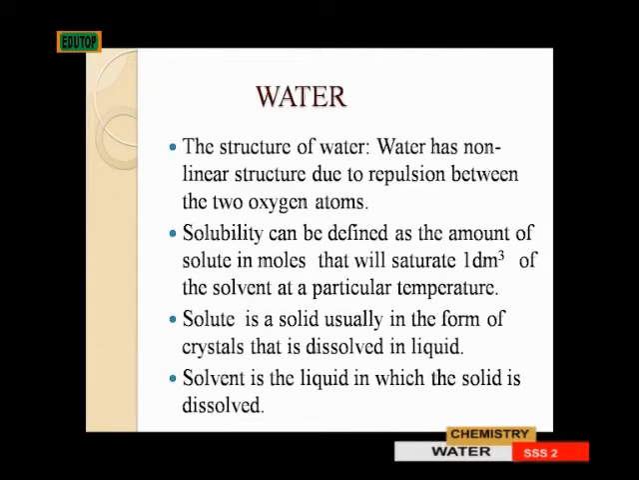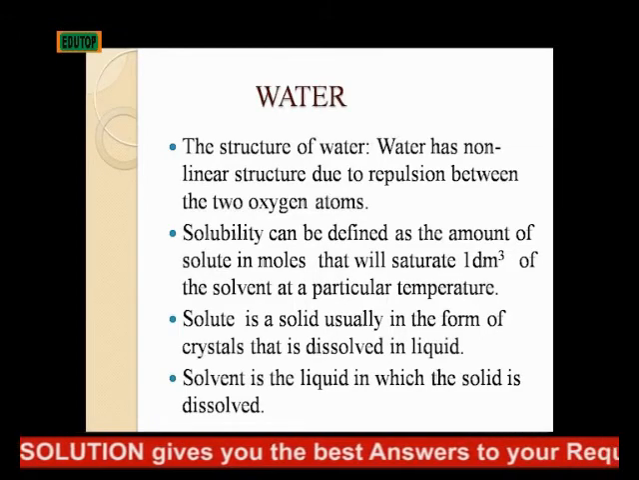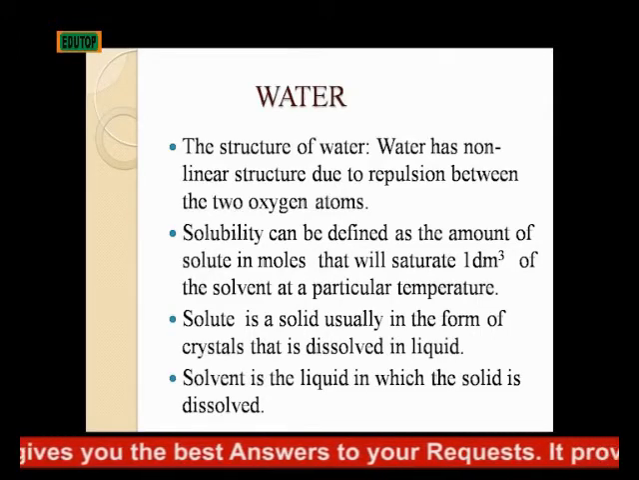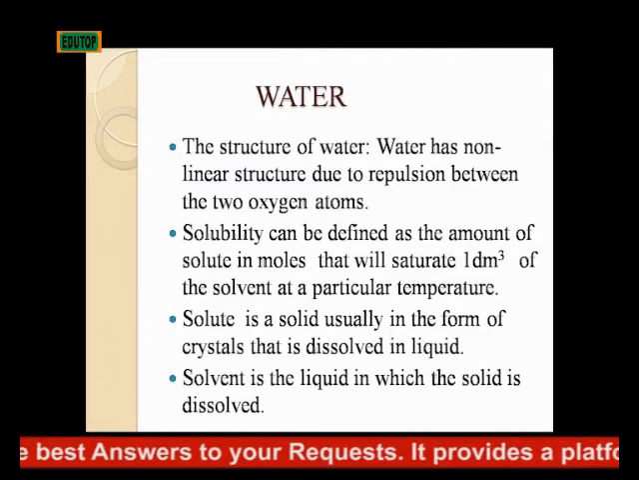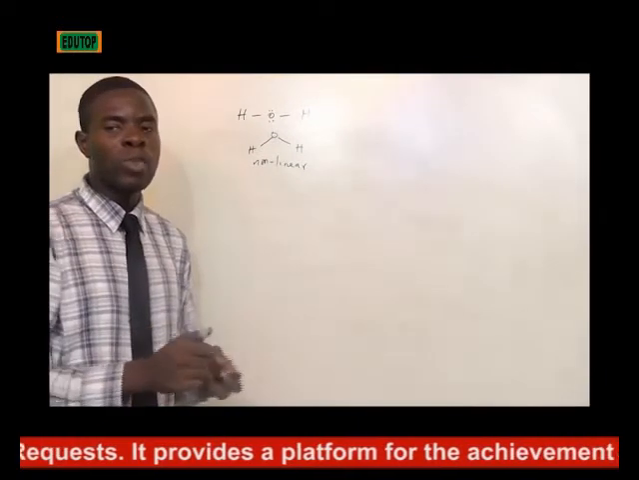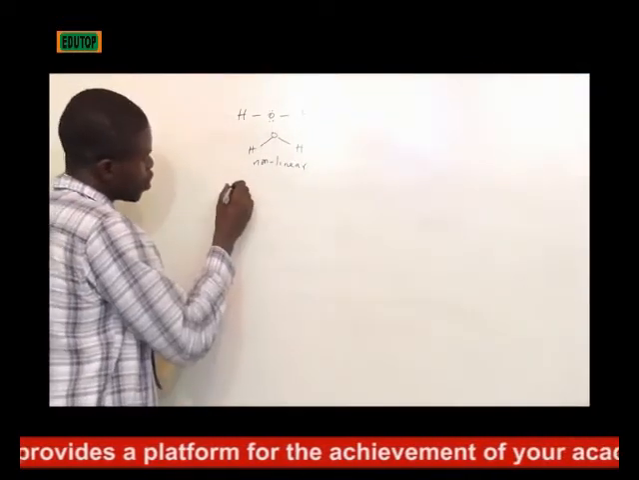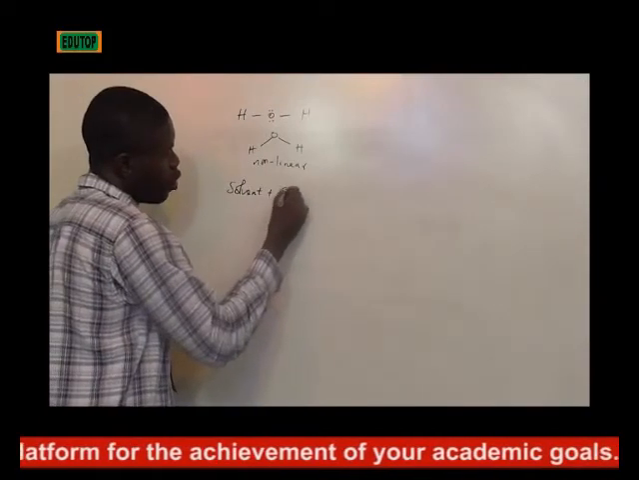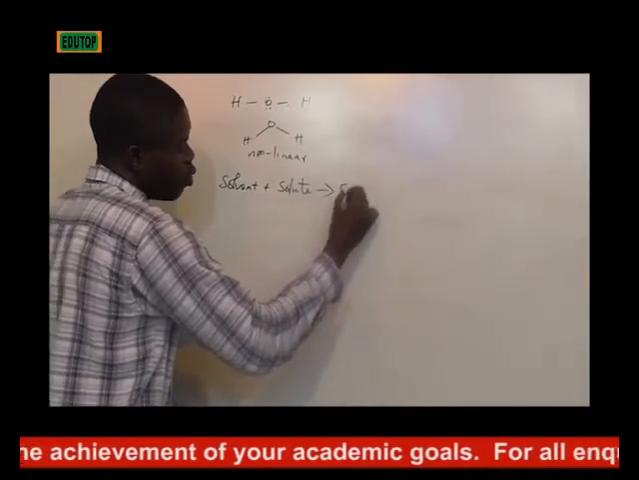What is solubility? Solubility can be defined as the amount of solute in moles that will be required to saturate 1 dm cube of the solvent at a particular temperature. What is solute? Solute is a solid, usually in form of crystals, that is dissolved in liquid. What is solvent? Solvent is the liquid in which the solid is dissolved. Solvent plus solute give you solution.